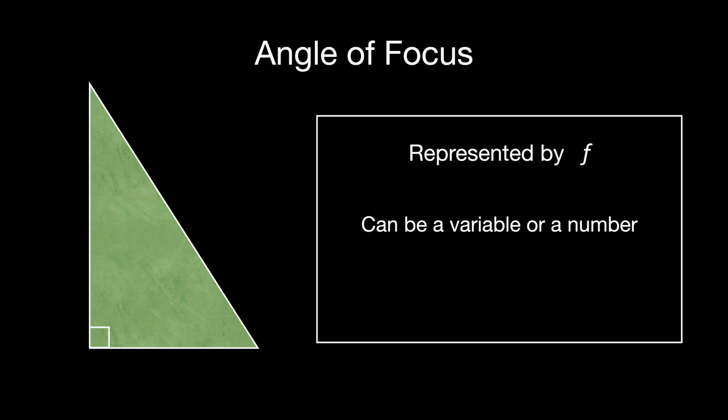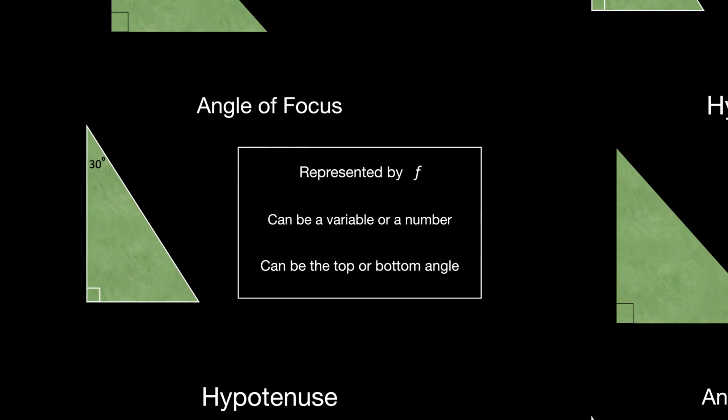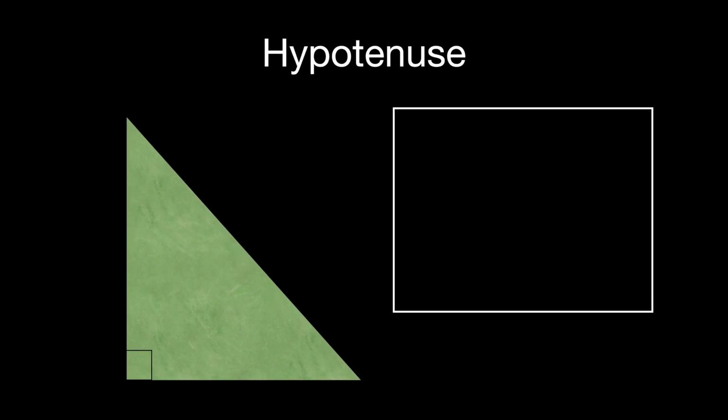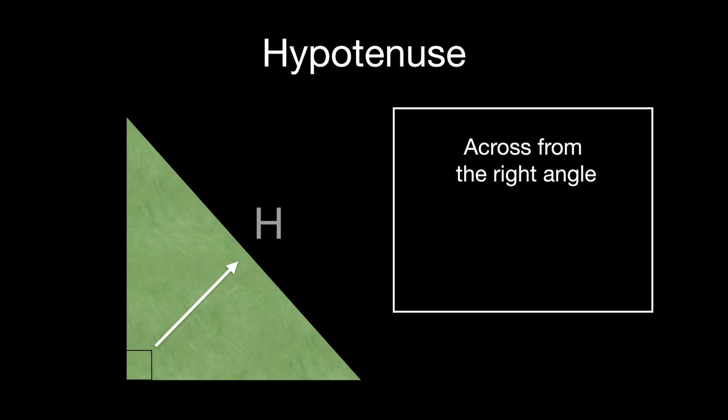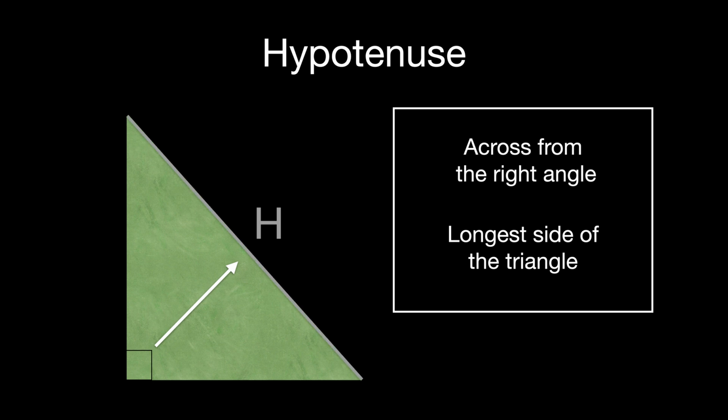F can be X, and it's always in degrees, or it can be 30 degrees, and it can be the top or the bottom angle. See right here, it's the bottom, but it can also be the top. The hypotenuse is across from the right angle of the triangle. See that right angle, the squared angle, is down there. So the hypotenuse is always across from that, and is also the longest side of the triangle.